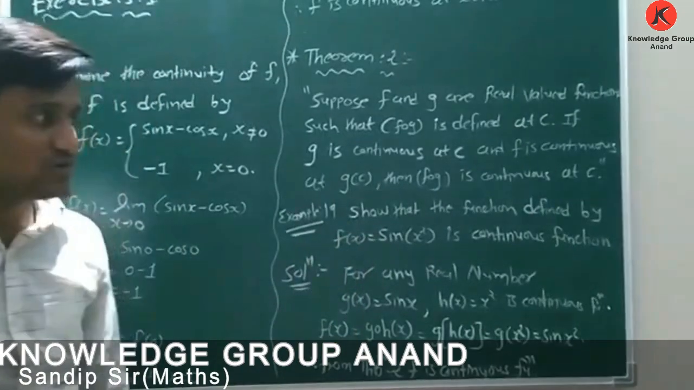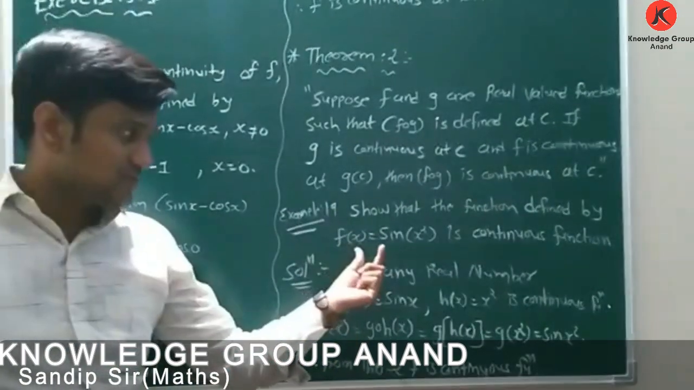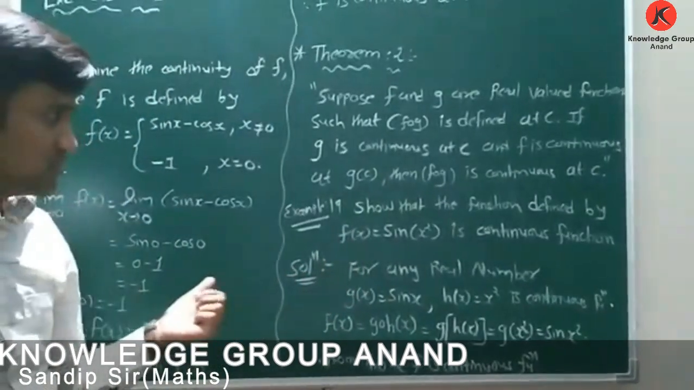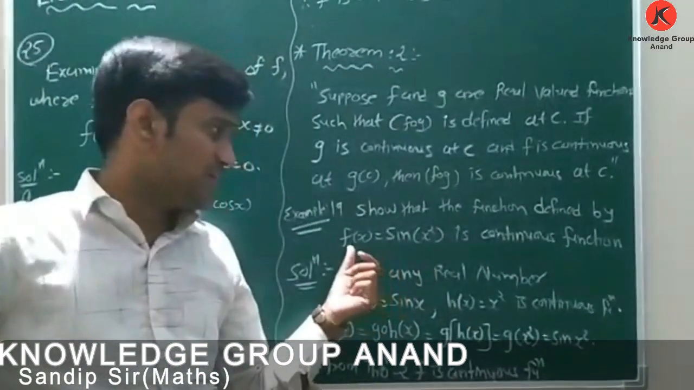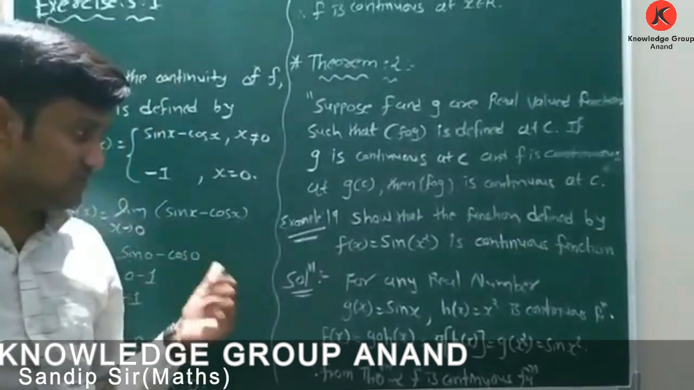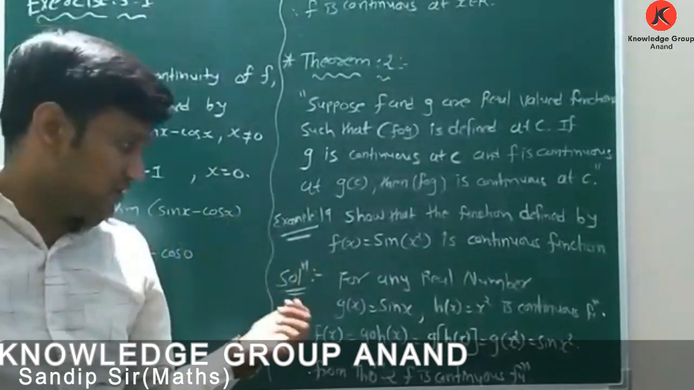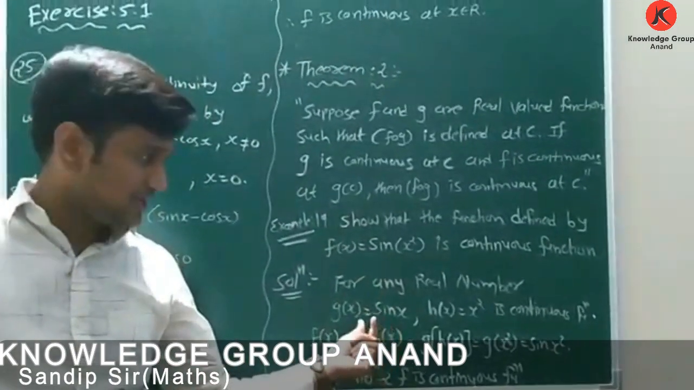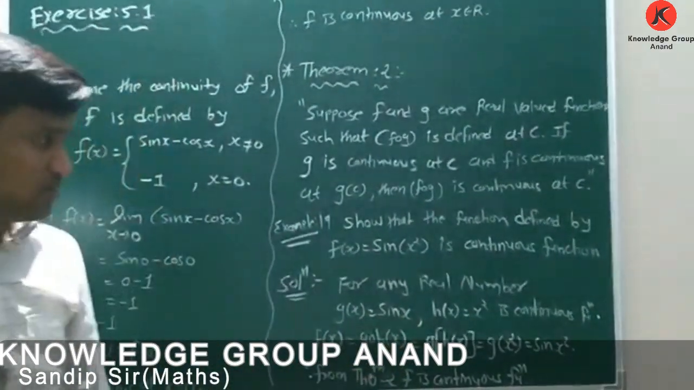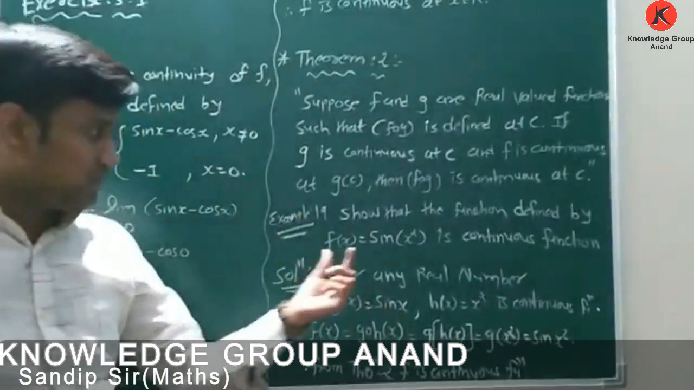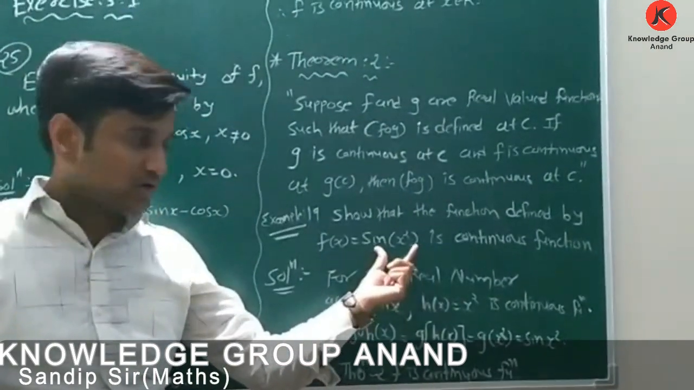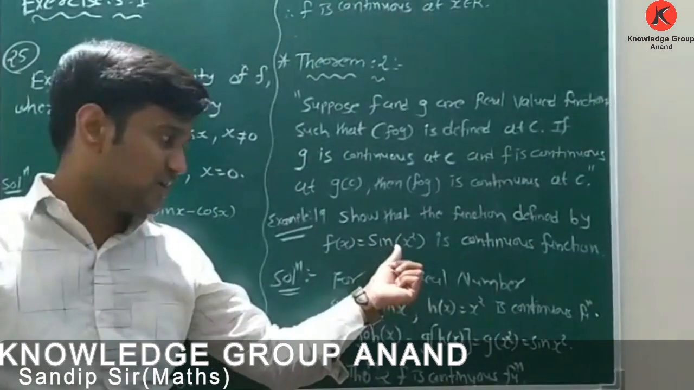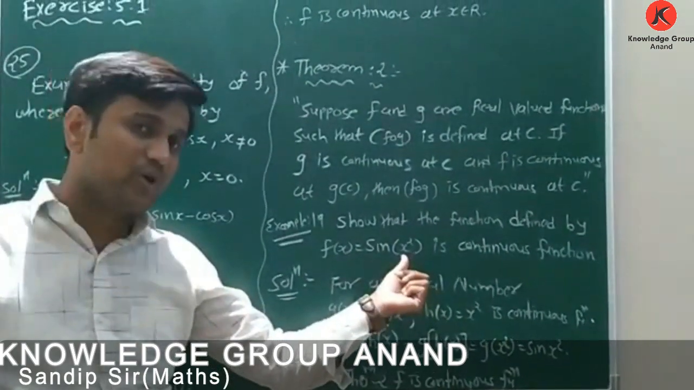The function defined by f of x is equal to sine of x square is a continuous function. So the function defined by f of x is equal to sin x square is continuous. Let, for any real number, g of x is equal to sin x and h of x is equal to x square. These are the composition functions: the outer function is a trigonometric function and the inner function is x square, that means a polynomial function.